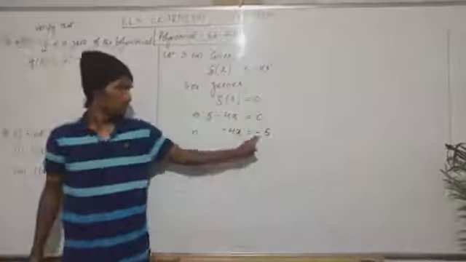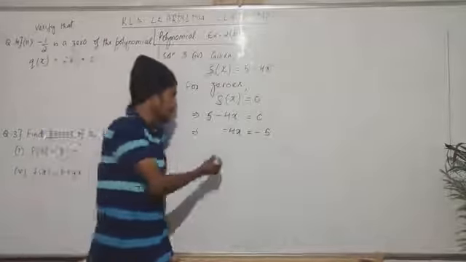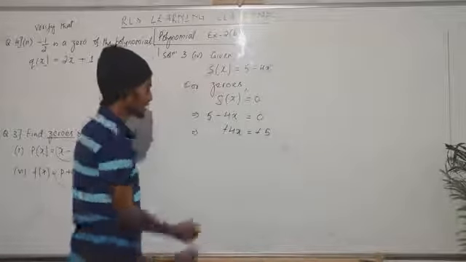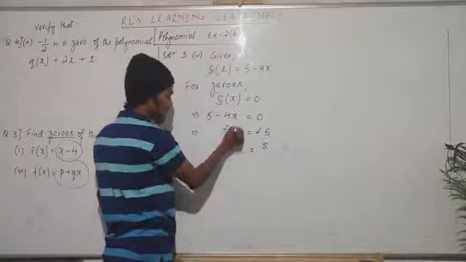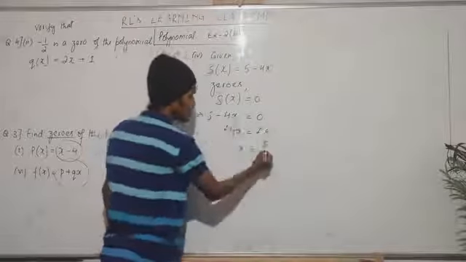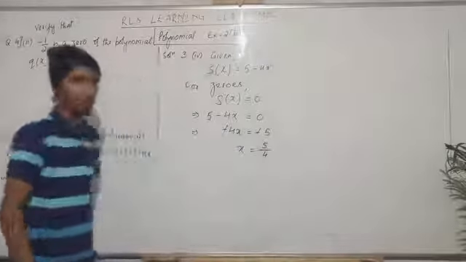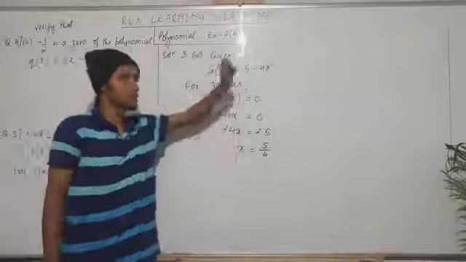Okay, then this minus and this minus will get cancelled. Then here we got 4x is equal to 5. Now this 4 is present here as a multiply. Then that multiply, if I take that side, will change to divide. Then we got x is equal to 5 by 4. Then this 5 by 4 will be the zero of this equation.